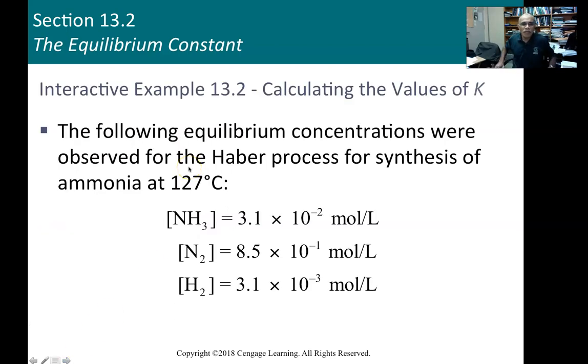So now if you have the following scenario, if you have equilibrium concentrations, I'd like you to note this one is actually stating that you are given the concentration. If you have the following equilibrium concentrations in a Haber process, notice that you have ammonia 3.1 times 10 to the minus 2 moles per liter, nitrogen 8.5 times 10 to the power minus 1 moles per liter, and hydrogen 3.1 times 10 to the power of minus 3 moles per liter.